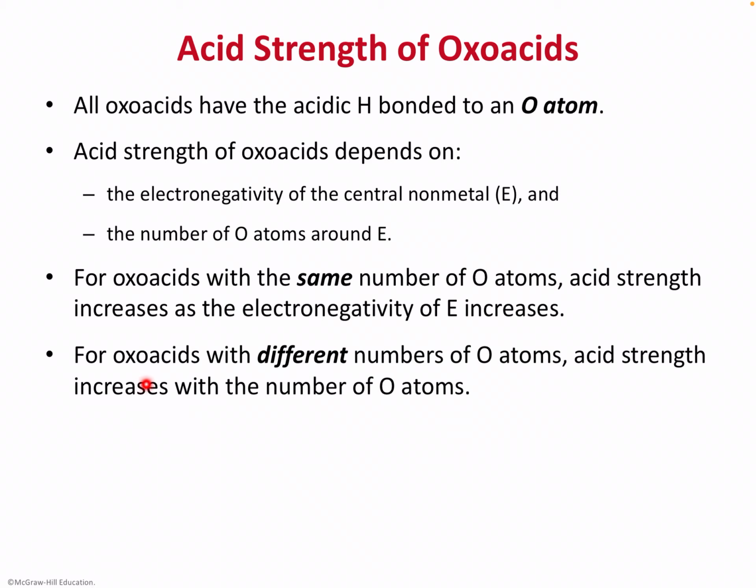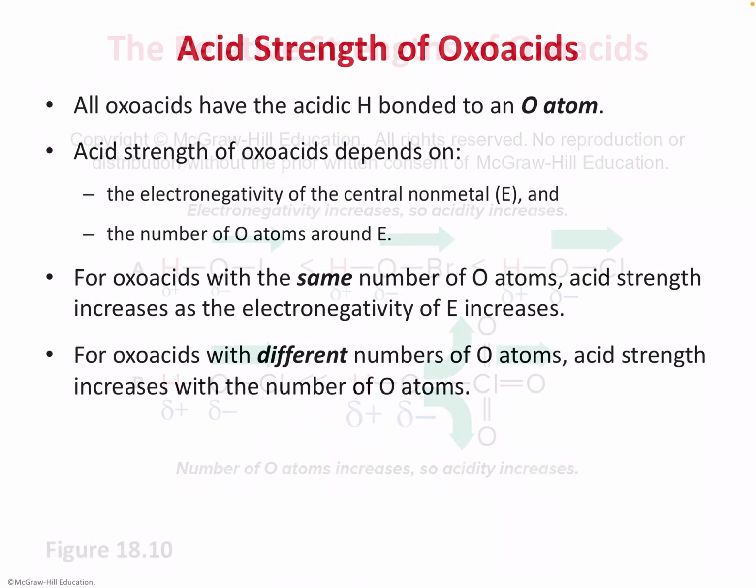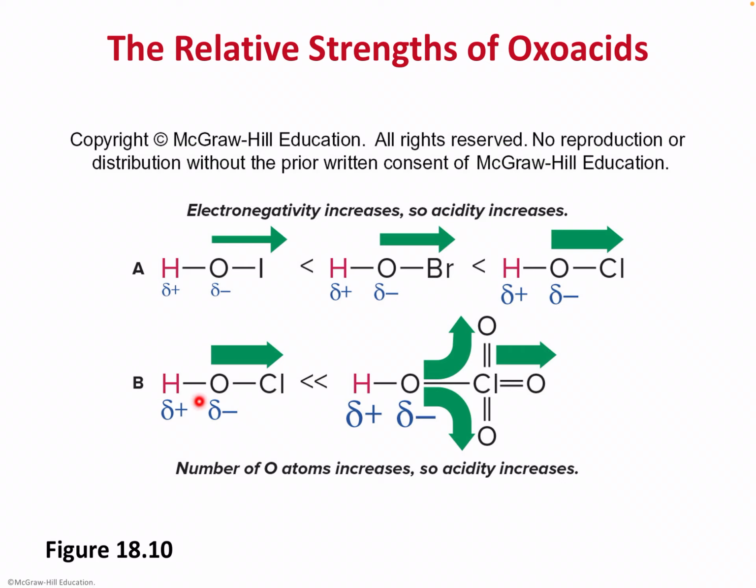And then for oxoacids with different numbers of oxygen atoms, acid strength increases with the number of oxygen atoms. Now let's look at that here. Now you have HOCl, which is hypochlorous acid, and HClO4, which is perchloric acid. One hydrogen, one oxygen, one chlorine. One hydrogen, 1, 2, 3, 4 oxygens and 1 chlorine. Again, when we are looking at the acid strength, we look at the stability of the resulting species once the hydrogen is gone.